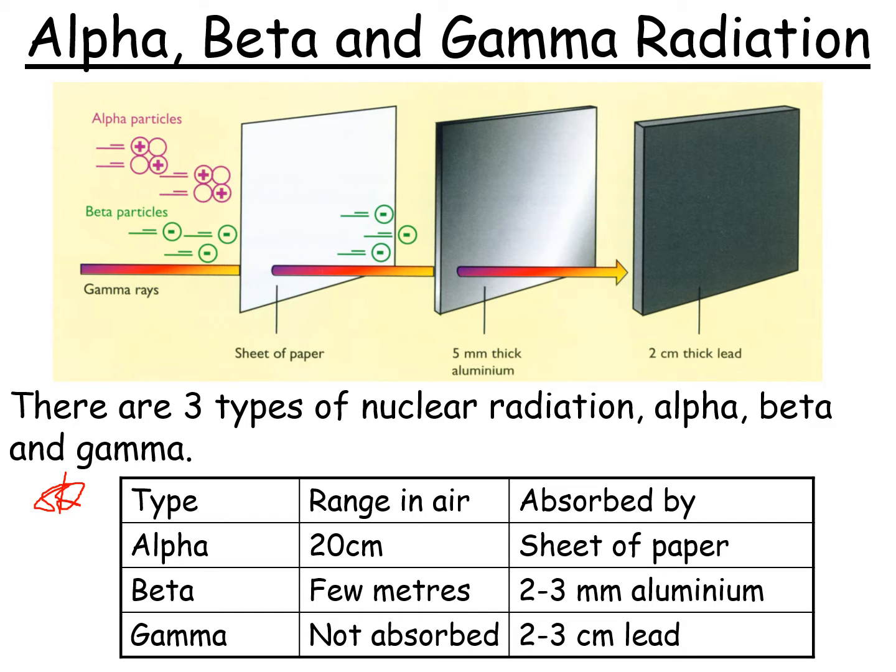And remember, alpha has the shortest range, then beta, and then gamma. Alpha is absorbed easily by a thin sheet of paper. Beta is absorbed by 2 to 3 millimeters of aluminium. And then gamma is usually absorbed by really thick lead or concrete. Okay, so you can see that of the three radiations, alpha is the most easily absorbed, beta is the medium one, and gamma is the one that can penetrate the furthest.